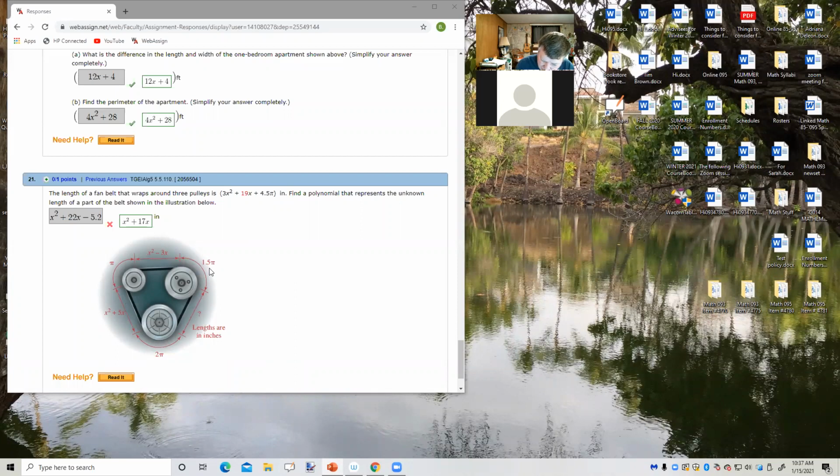Yeah, it's a good thing you can't see what I just did. It looks awful. Okay. So I've got 2 pi plus x squared plus 5x, oops, plus pi plus x squared minus 3x plus 1.5 pi.